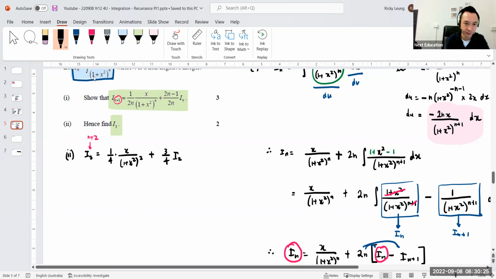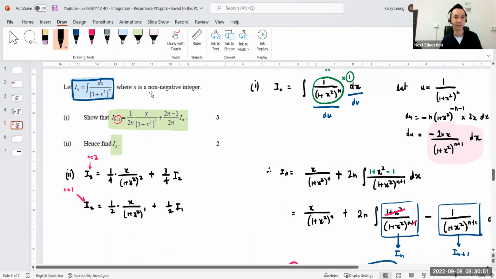Then for the next one, to get I2, that's like subbing in n equals 1. That's 1 on 2 times 1, so 2, times x on (1 + x²) to the power of 1, plus (2 − 1), that's 1 on 2 I1. Now let's look at what n can be. n is non-negative, and I think in this one they actually mean non-negative, not like the last one. So in this one, n equals 1, 2, 3, etc. So 1 is where I stop.